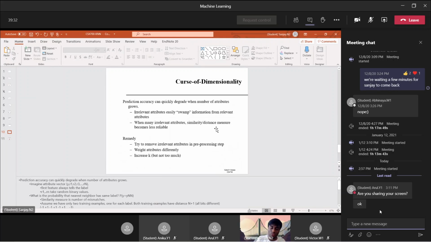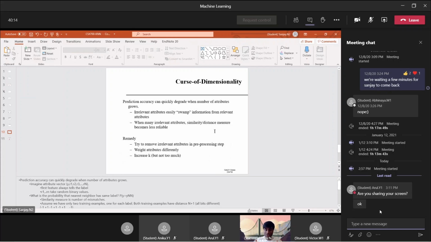Lastly, we'll talk about the curse of dimensionality, which is something I already hinted at, though I didn't explicitly mention it. Essentially, when you add a lot of attributes, the prediction accuracy will go down very quickly. The reason is that irrelevant attributes can easily swamp information from relevant attributes, which basically means the algorithm won't know that one attribute is more important than another. Why should it? You haven't weighted the attributes or told the algorithm to consider them differently, so it'll treat the irrelevant ones and the relevant ones as the same.